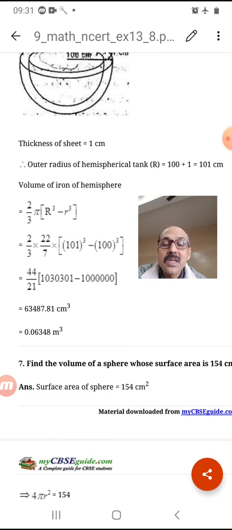So this type of question is important. You have to practice all the questions of the NCERT book. At first, practice all the questions of the NCERT book in all the chapters. Okay, and practice the examples also.